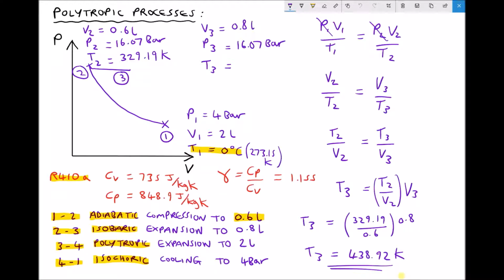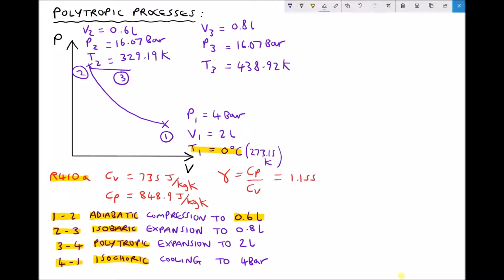Okay, so let's transfer our value for T3 to our diagram, 438.92, and then we'll evaluate our next position, position 4. There's a couple of things to think about here. Going from position 3 to 4, we have a polytropic expansion, but we haven't been given the polytropic index. We're told that it's a polytropic expansion up to 2 litres. And then our final process, 4 to 1, is isochoric, and isochoric means constant volume.